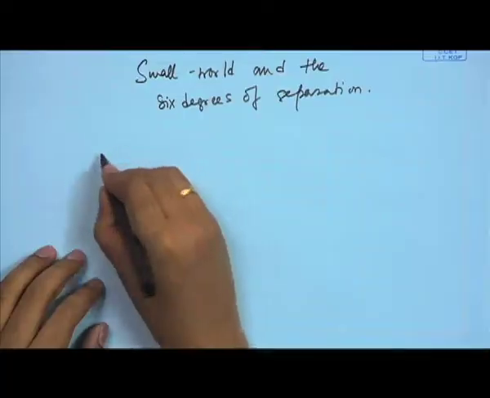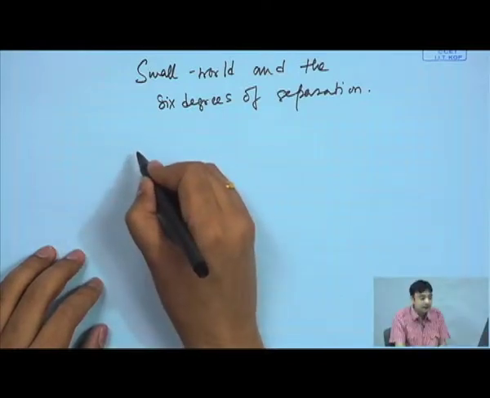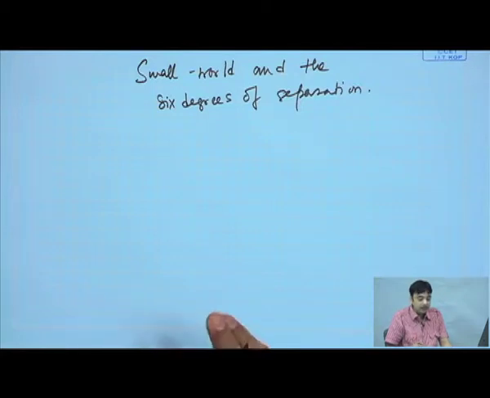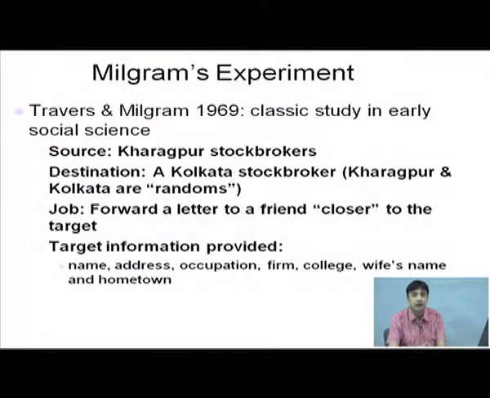And to show that this spread actually takes place, the famous scientist Milgram designed a very interesting experiment which he called the 6 degrees of separation experiment. So what he actually did was something like this. Travers and Milgram in 1969 designed this classic study in social science. Actually this is one of the very interesting and classic studies in social science. So what they said is that suppose you have a source, say Kharagpur, okay, and there is a stockbroker in Kharagpur who wants to send a message or a packet to some stockbroker in Kolkata, okay.